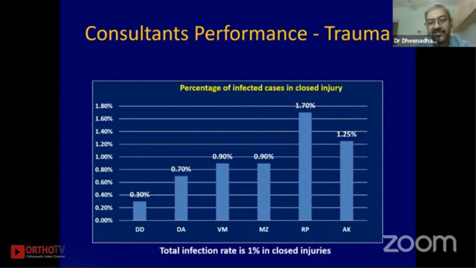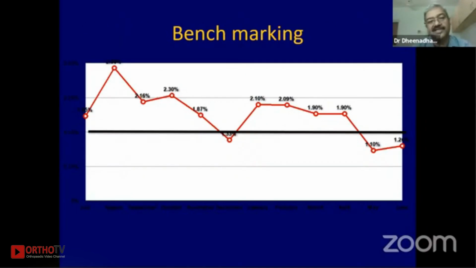Our benchmark was to make sure that our infection rate is at 1%. Initially we kept it at 1.5%. Then we came in at less than that, so we said now it must be 1%. You can see that nearly all of us are around that. There is no problem with that. So I think we are getting there. Initially we had 1.5 as the benchmark, and we are getting below that.